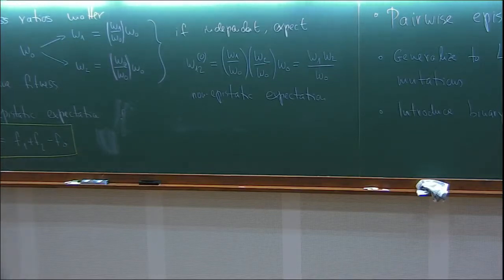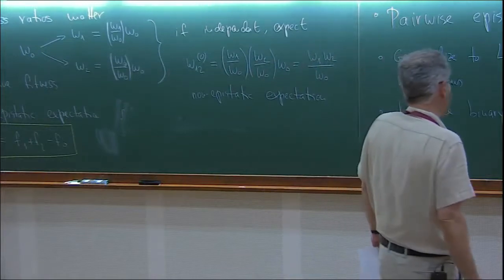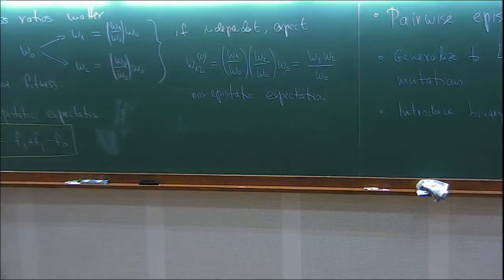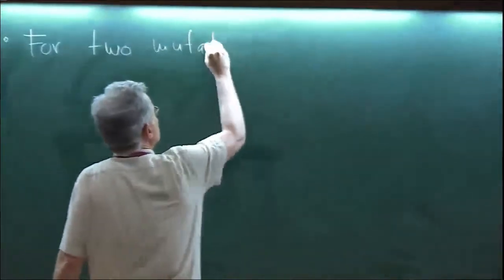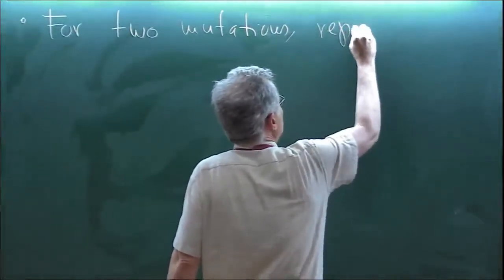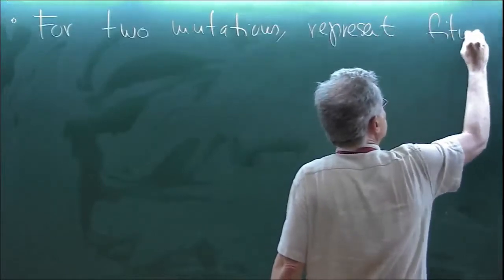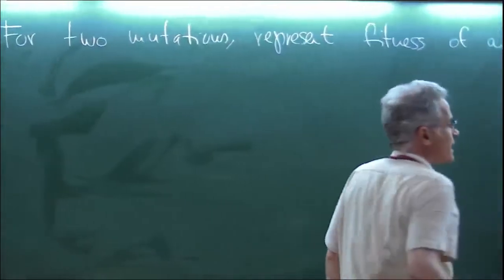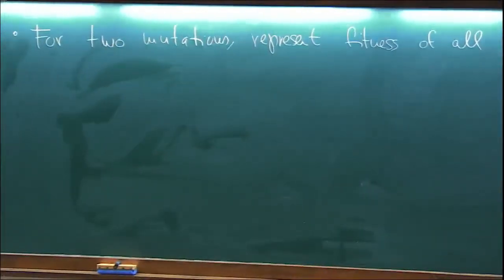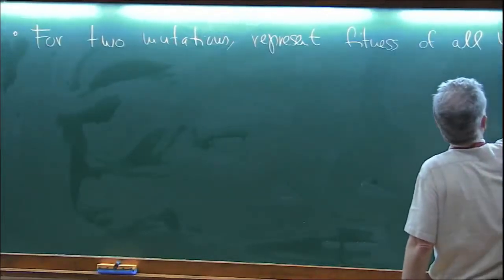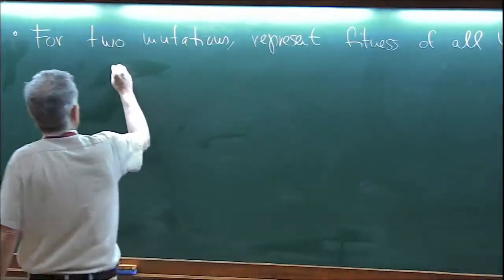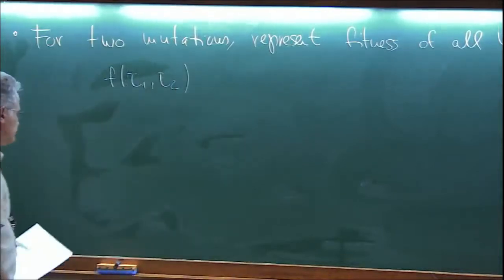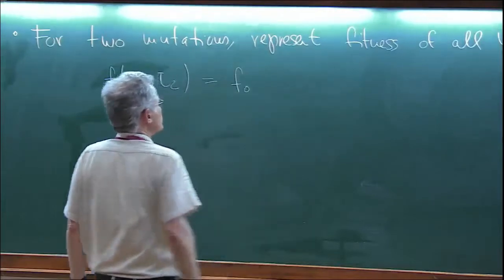Okay, so let's try to go on and use these binary variables. With these binary variables, we can now represent the fitness of all four combinations for the case of these two mutations, because we have two possible mutations. So we have the wild type, the first mutant, the second mutant, and the double mutant. F is now a function of tau 1 and tau 2. And what is it? Well, if there's no mutation, I get F0.